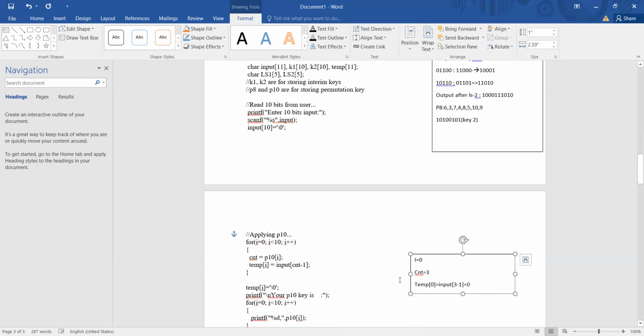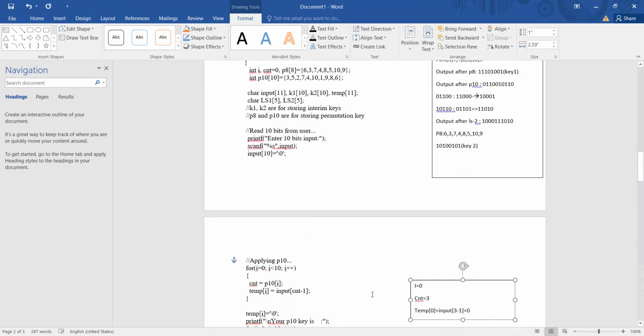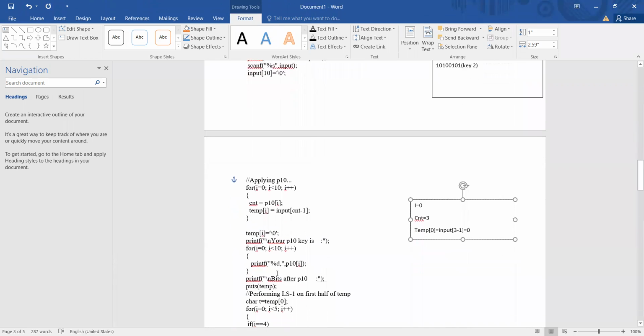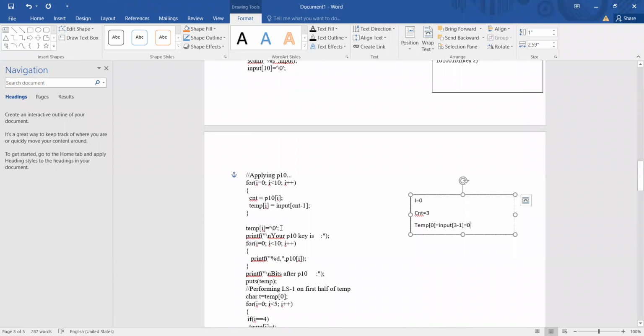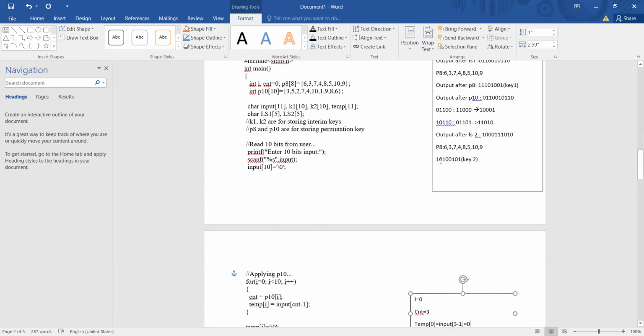10 iterations, so that we'll get a temporary array, which is the output after applying p10. And next we are adding a null character to that temporary array. Now your p10 key is this. After that we are printing the temp value for our verification, whether we have done the rearrangement of the digits properly or not.